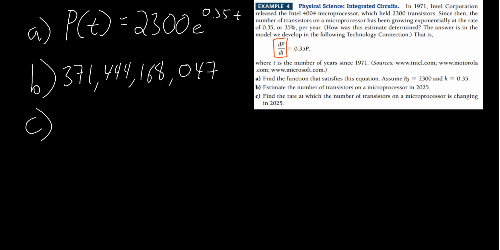Now C reads, find the rate at which the number of transistors on a microprocessor is changing in 2025. And again, all we have to do here is take my original function, differentiate it once, and then plug in 54 for t. So p prime of t is going to be equal to, well, again, it is first times derivative of second.